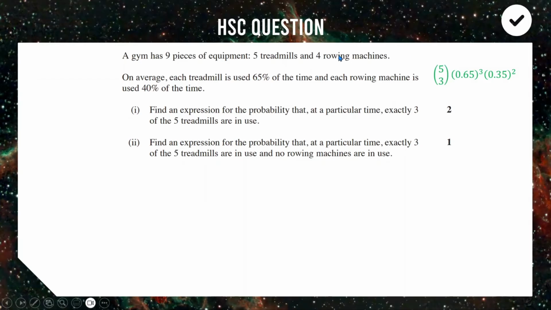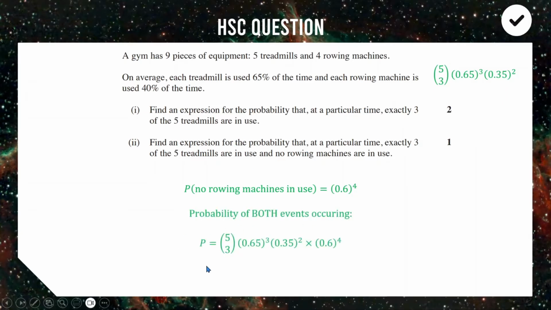We've got 4 rowing machines. So we're going to multiply that by itself 4 times. So 60% chance happening 4 times. So here's our no rowing machines. Here's our 3 out of 5 treadmills. We want both of them to happen. So we are just going to multiply them to get our total probability outcome for 1 mark. Okay, there you go. That wasn't too scary.